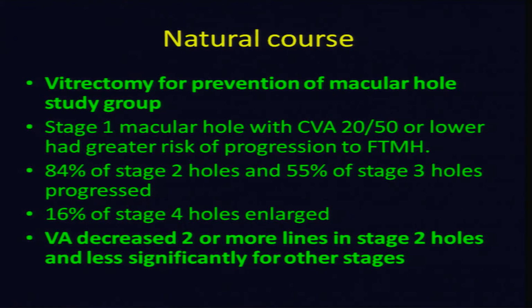Natural course is stage 1 hole with less visual acuity has a higher risk of progression. 85% of stage 2 holes and 55% of stage 3 holes significantly progressed, and 16% of stage 4 holes enlarged, and the final visual acuity will be somewhere around 3/60.